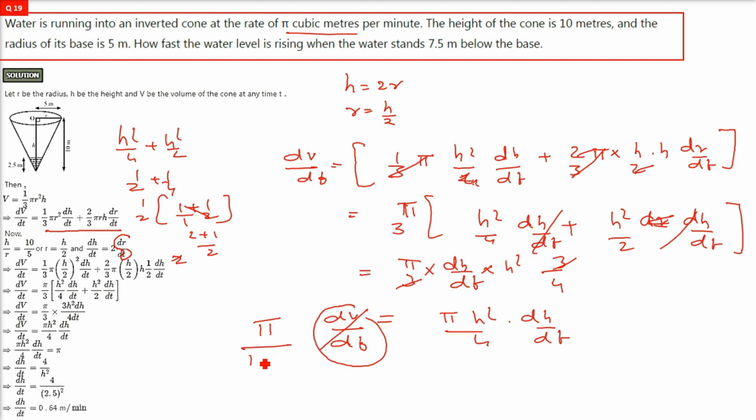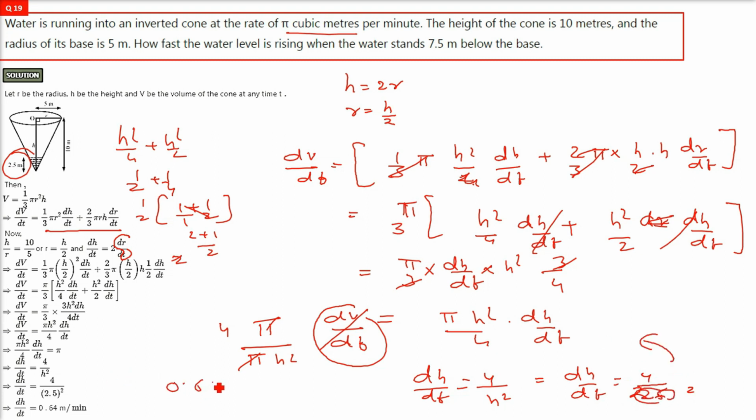Then you can just bring down things so that they get cancelled out, and finally you can find out dh by dt. So this is 4 by h square, and at what height you have to find out? 2.5. It is already given in the question. So this dh by dt will be 4 divided by 2.5 whole square. That is going to be 0.64 meter per minute. Let me write it here as 0.64 meter per minute. So this is your answer. Okay, 1 by 3 pi r square h, and the similar triangles.